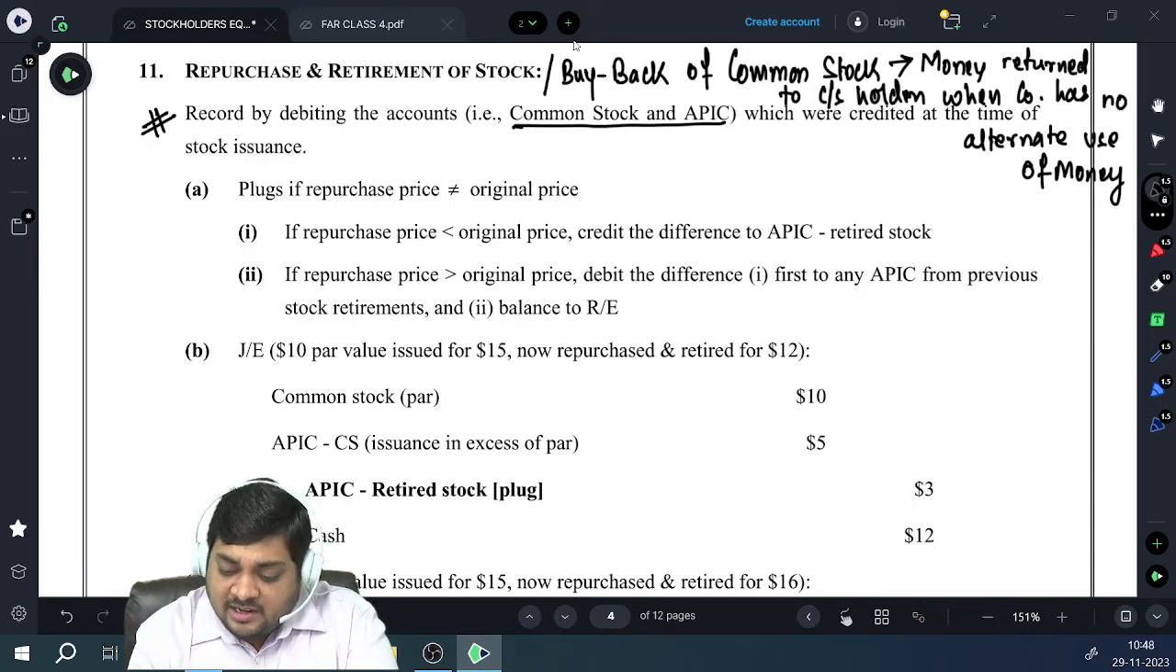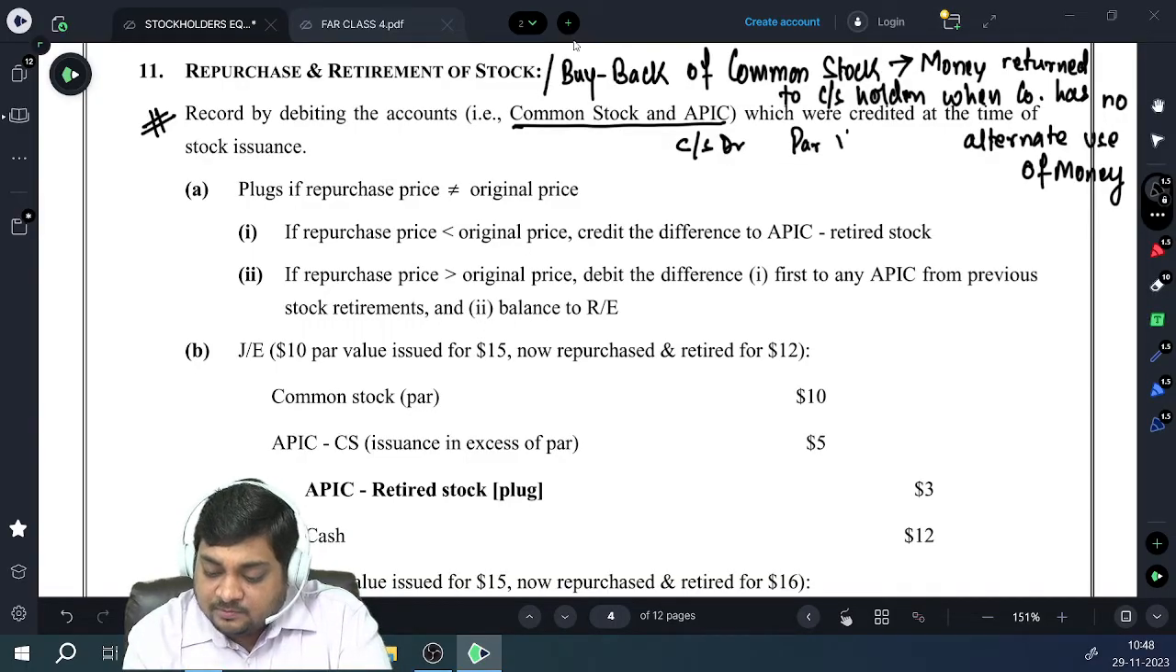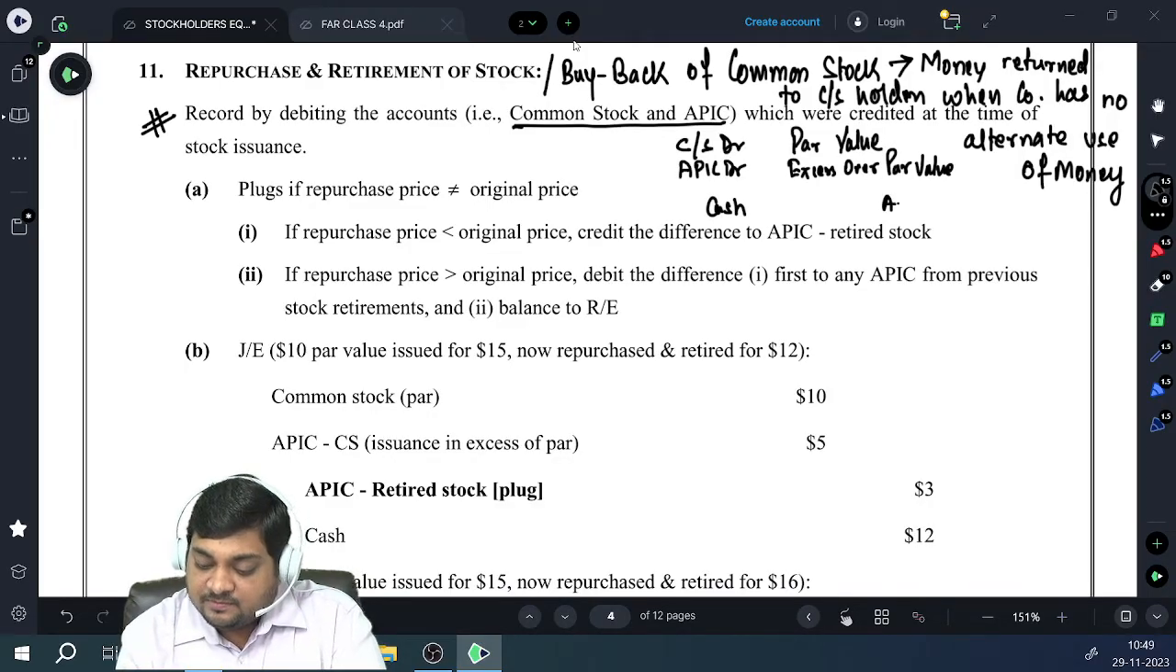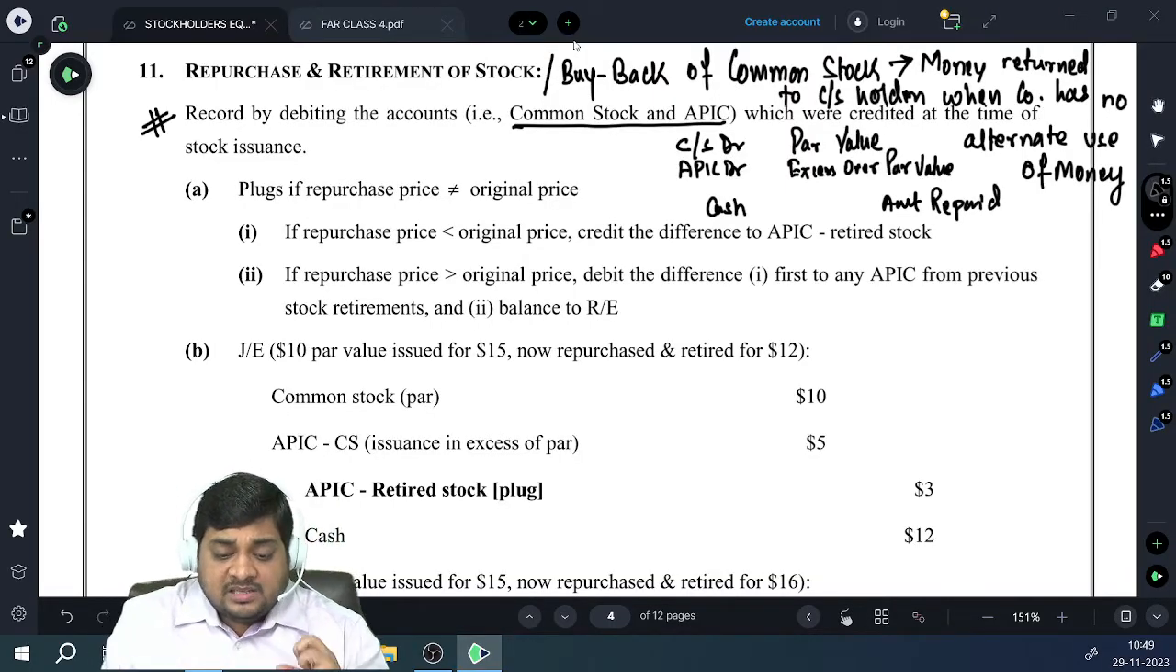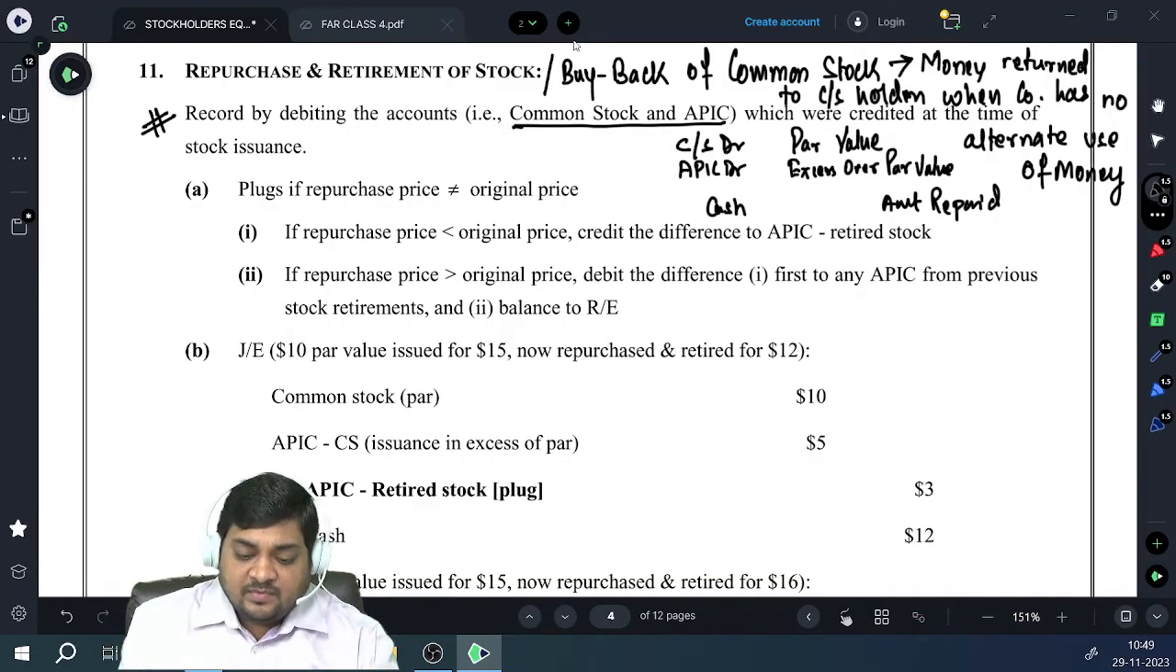So the common journal entry is common stock debit at par value, then additional paid in capital debit, the excess over par value, credit cash, amount repaid, right? Now basically you need to compare your repurchase price with the original issue price, right?